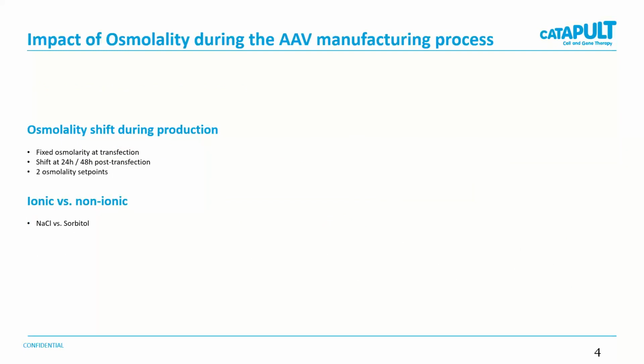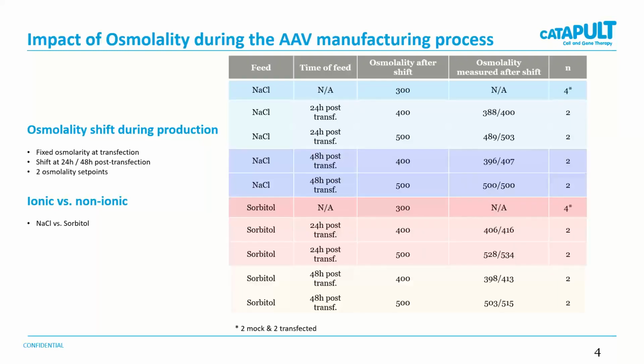So today, I have 2 data sets from 2 different experiments. I'm going to start with the first one. During this first experiment that happened at small scale, 15 ml, we had a look at the impact of shifting osmolality during the AAV manufacturing process. We also wanted to look at the impact of using 2 ways of shifting osmolality, an ionic way or a non-ionic way. You can see on the slide all the conditions we used for this experiment.